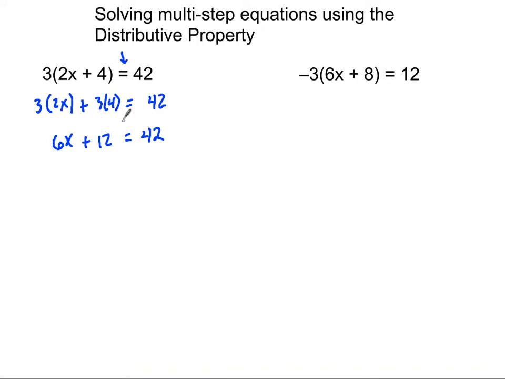So now we just have a two-step equation to solve. Once we get that distribution worked out, now we're back into the typical steps that we should remember on how to solve equations. So now we would subtract 12. 6x equals 30. And then divide by 6. So x is 5.